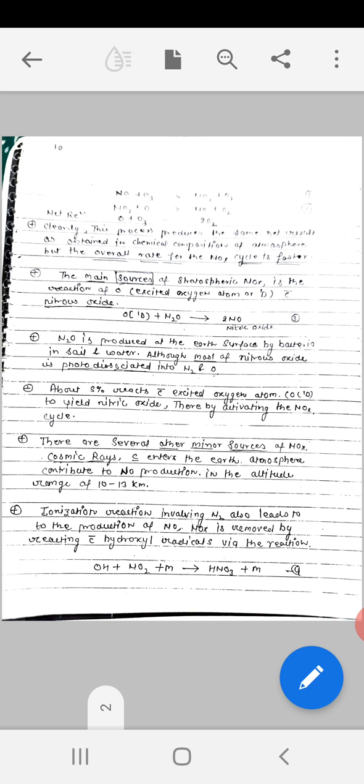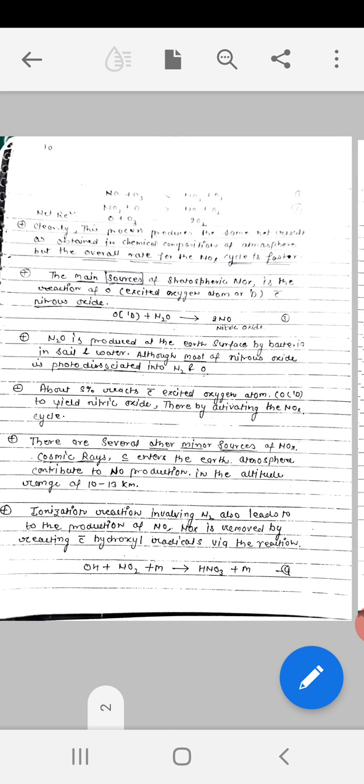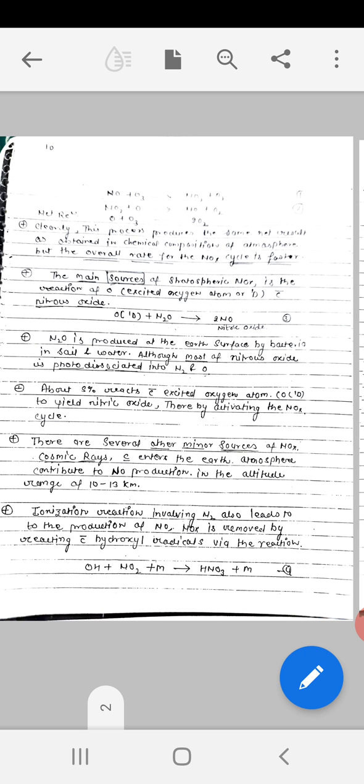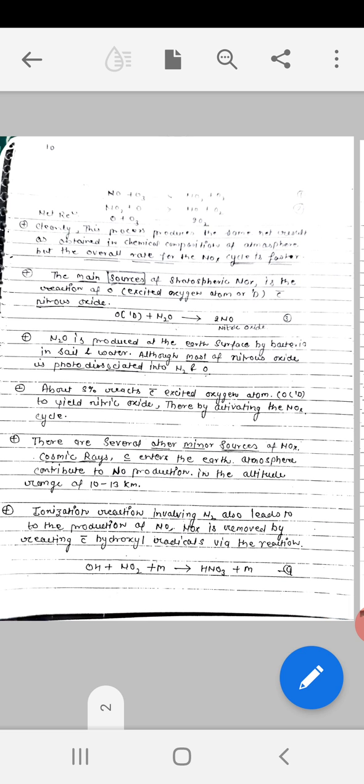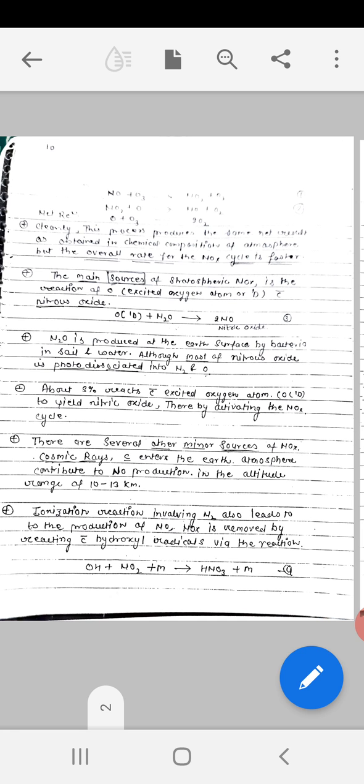There are other minor sources of NOx. Cosmic rays, which enter the Earth's atmosphere, contribute to the production in the altitude range of 10 to 13 kilometers. Ionization reactions involving N2 also lead to the production of NOx. NOx is removed by reacting with hydroxyl radicals via the reaction: OH reacts with NO2 and a third body collision M, and it gives rise to HNO3 plus M. This is equation number 4.